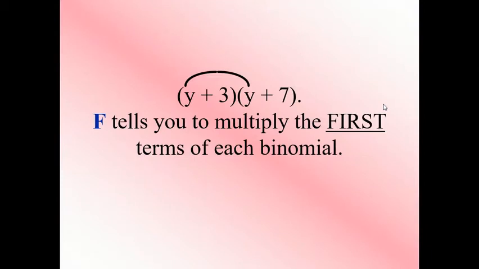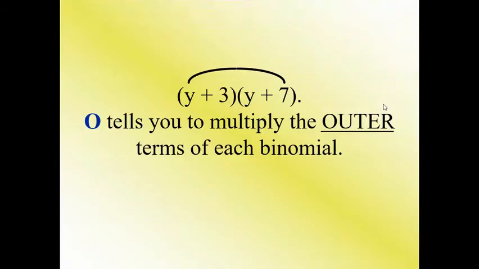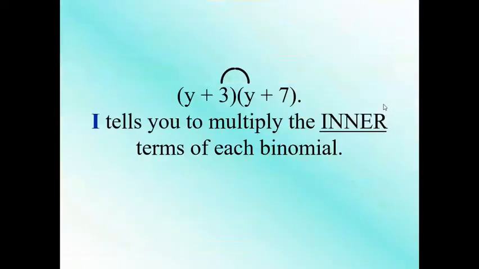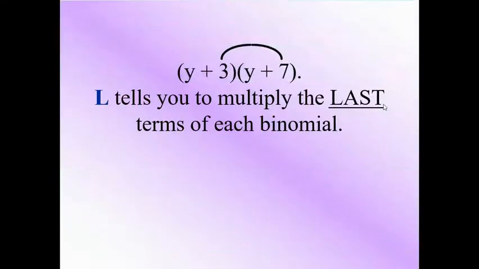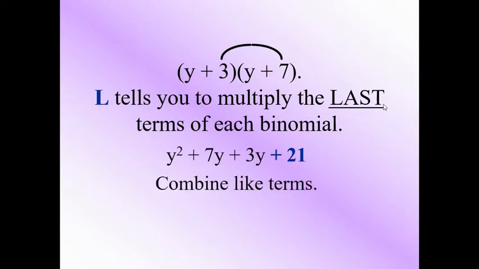F tells you to multiply the first term of each binomial, which will be what? That's right, it'll be y squared. O tells you to multiply the outer terms of each binomial, so we get y times 7. I tells you to multiply the inner terms of each binomial, so we will get 3y. L tells you to multiply the last terms of each binomial, 3 times 7, which will give us 21. Again, we combine the like terms, so we get y squared plus 10y plus 21.